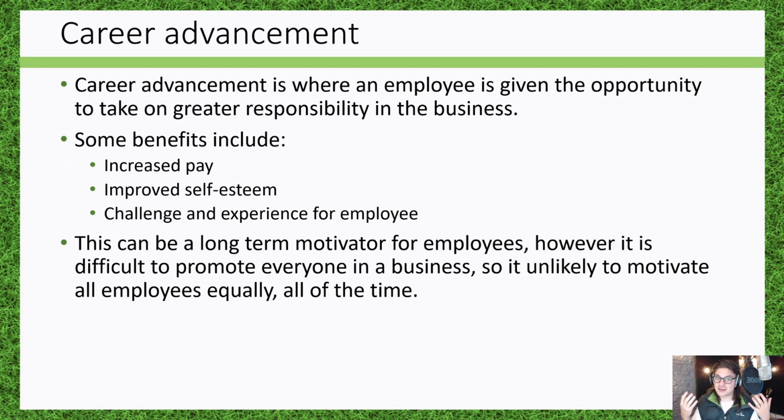Of course, it is impossible to promote everyone. For every group of employees, there might only be 1 or 2 management positions. And so what we have to understand about career advancement is while it can and does motivate certain employees, many employees are going to see that career advancement isn't an option for them.